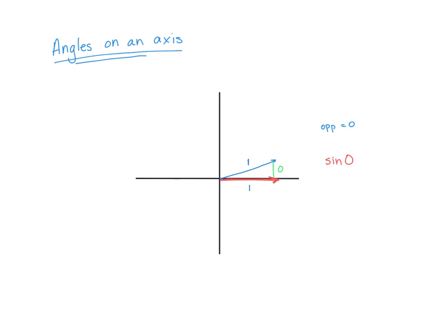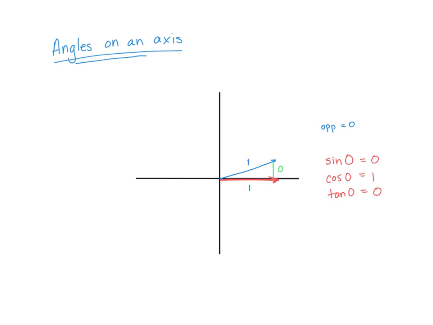So for sine of 0, we would have our opposite side over our hypotenuse, which would be 0. For cos of 0, we would have our adjacent side over our hypotenuse, which would be 1. And tan of 0 would be our opposite over adjacent, which would give us a value of 0. So we can continue on.